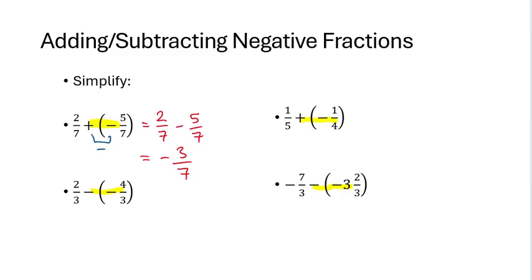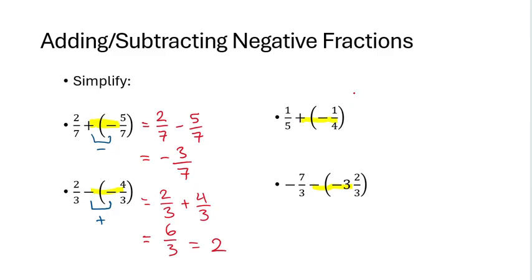And we're done. Now over here, we see two minuses. It changes into a plus. So this becomes 2 over 3 plus 4 over 3, like so. Now you just go 2 plus 4. In the numerator, it becomes 6 over 3. And then this just turns into positive 2, like so.